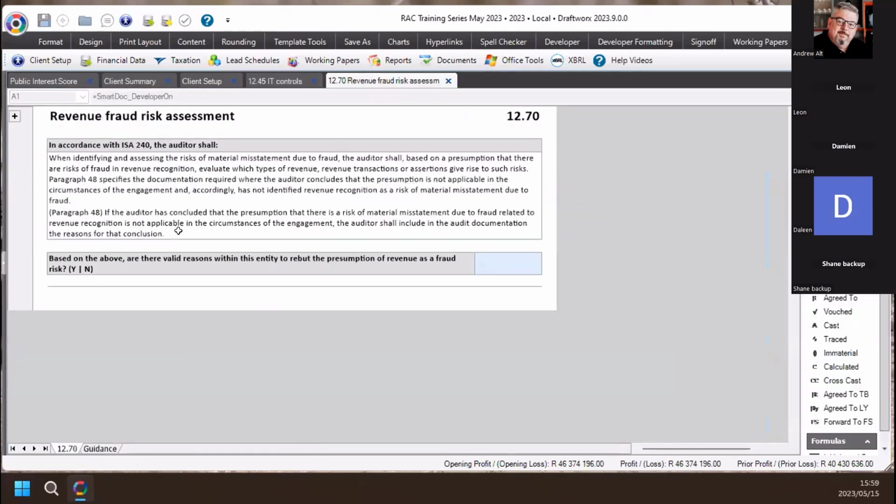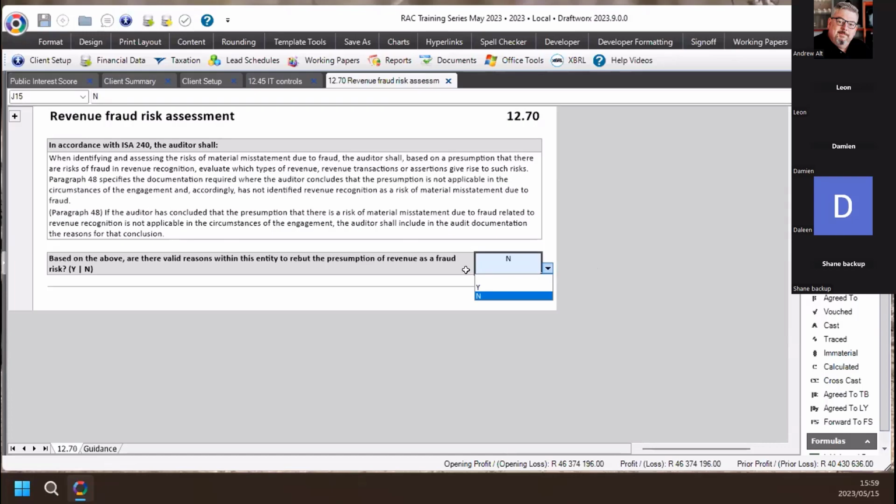Document 1270 used to deal with estimates as well. That's now been moved to 1280, which we'll touch on in a moment. But this is really just dealing with a presumption of revenue as a fraud risk. Okay. Now, all we're asking you here is, are there valid reasons within this entity that we might want to rebut, or in other words, switch off the fraud risk in revenue? Otherwise, revenue is a fraud risk, end of story.